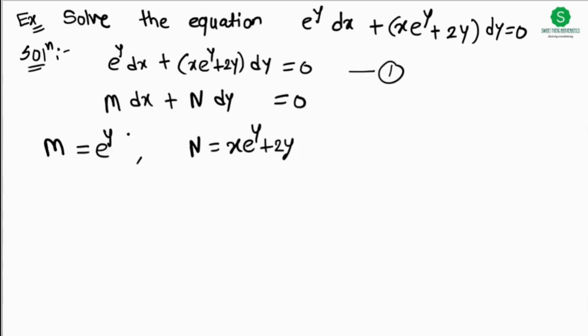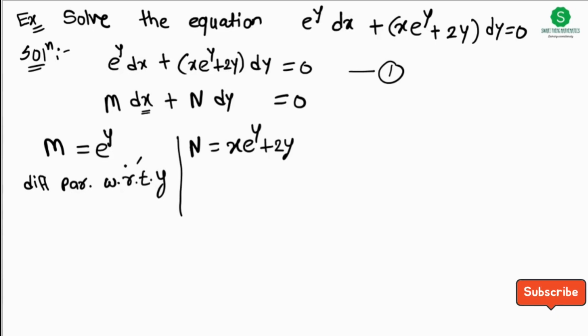For that, we have to differentiate this M. M is the coefficient of dx. So we have to differentiate this M partially with respect to y. If it is the coefficient of dx, then that term we have to differentiate partially with respect to y.